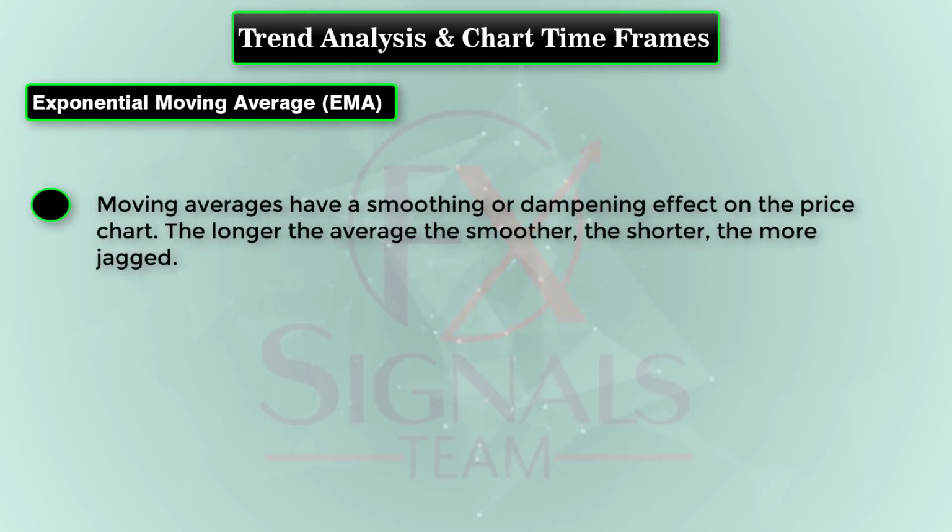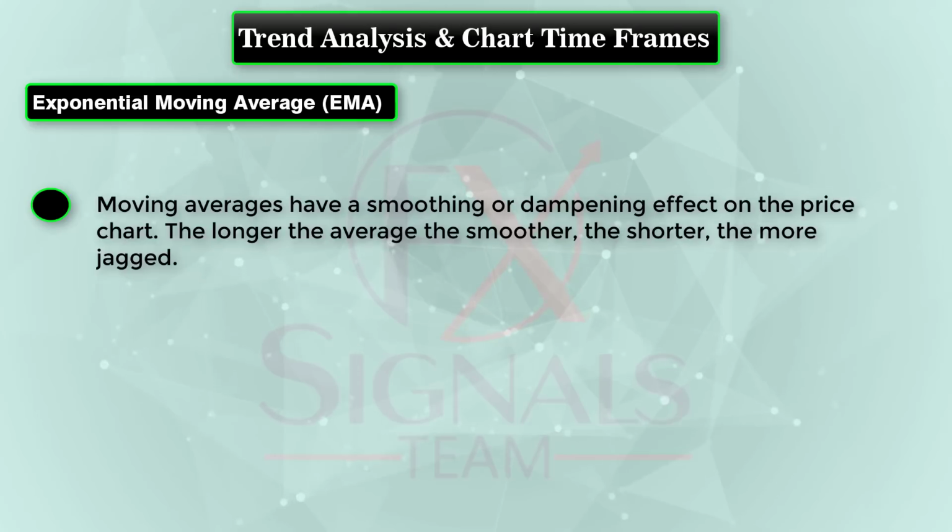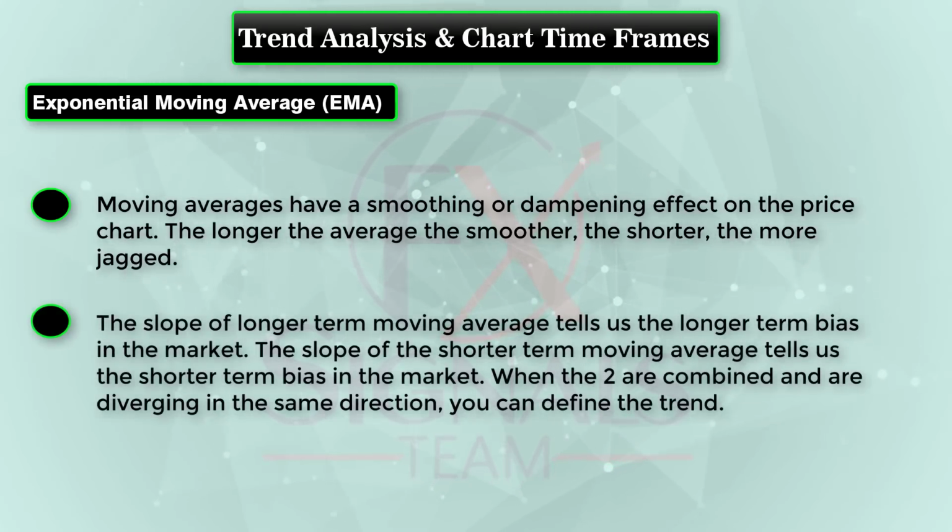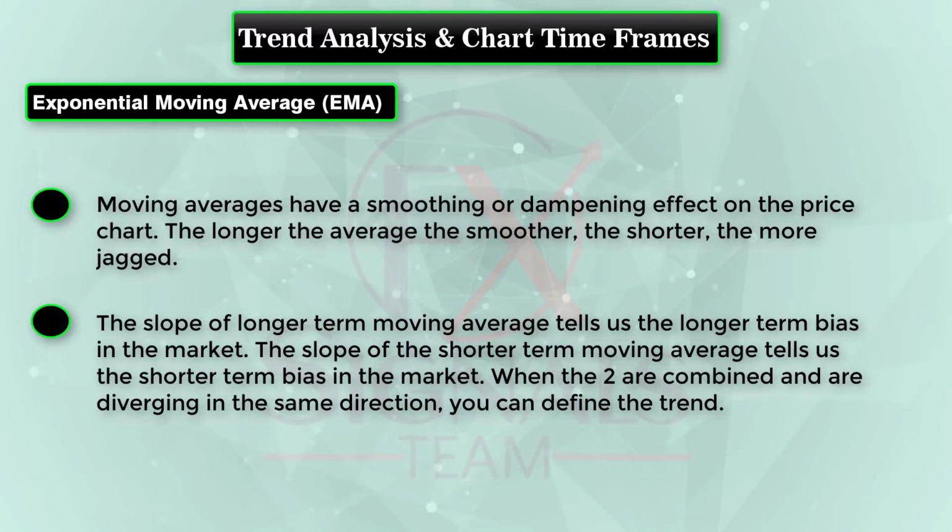Moving averages have a smoothing or dampening effect on the price chart. The longer the average, the smoother; the shorter, the more jagged. The slope of the longer-term moving average tells us the longer-term bias in the market. The slope of the shorter-term moving average tells us the shorter-term bias in the market. When the two are combined and are diverging in the same direction, you can define the trend.